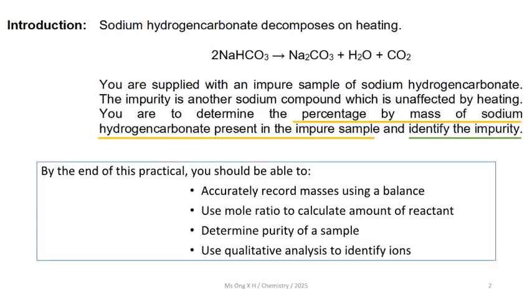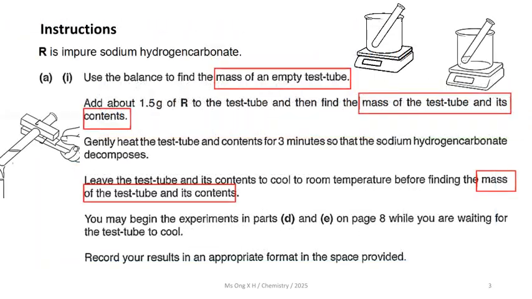By the end of this practical, you should be able to accurately record masses using a balance, use mole ratios to calculate amount of reactant, determine purity of a sample, and use qualitative analysis to identify ions. Remember that these are core assessment skills for both practical and theory papers. Let's take a minute to recap the instructions.